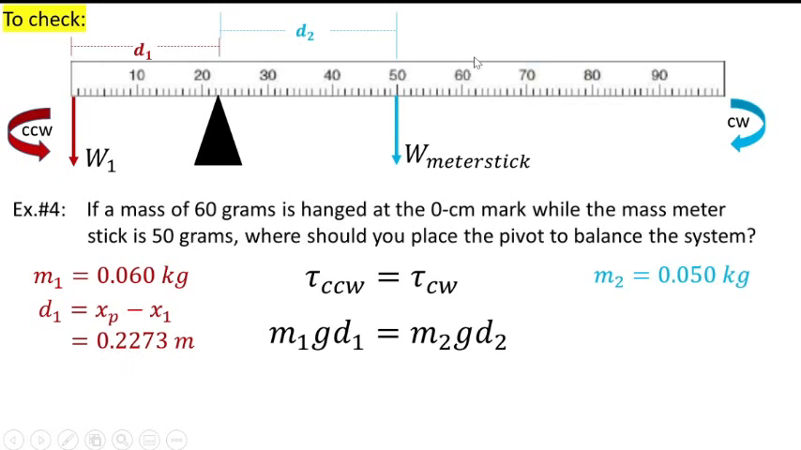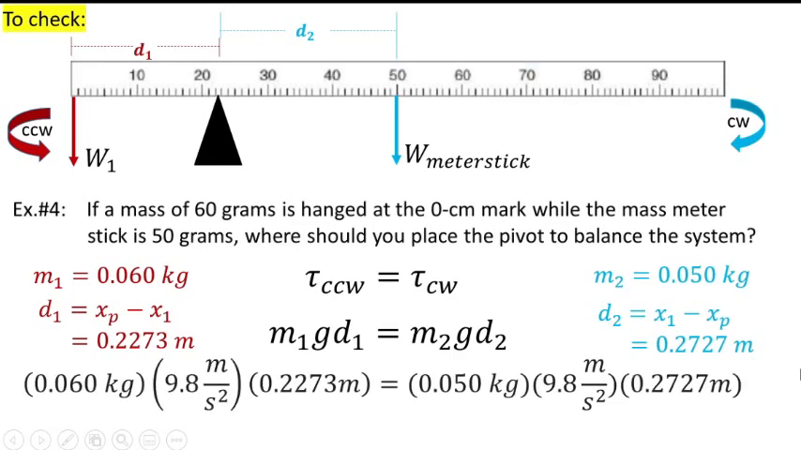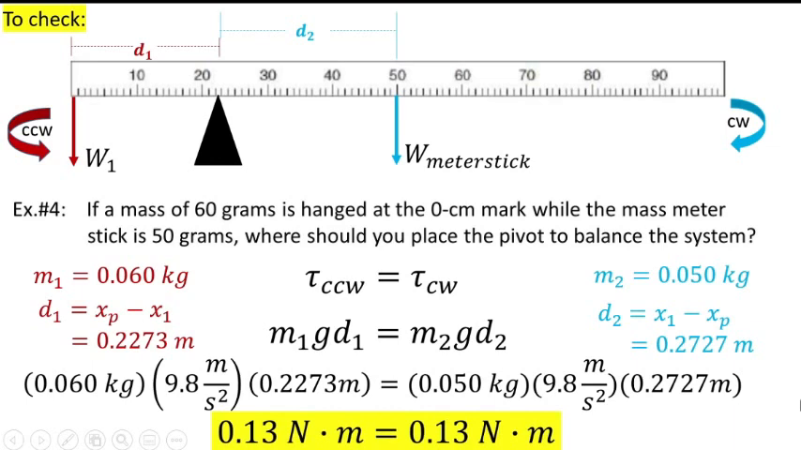While for the lever arm D2, we will subtract the position. So the position of the weight of the meter stick minus the position of the pivot is just equal to 50 minus 22.73 cm. So the answer is 27.27 cm or 0.2727 meters. And as we substitute the givens, this is the mass of weight 1, the gravity times its lever arm. This is weight 2, gravity, and this is the lever arm. Their answers are the same. So it means we got the correct position of the pivot in this example.